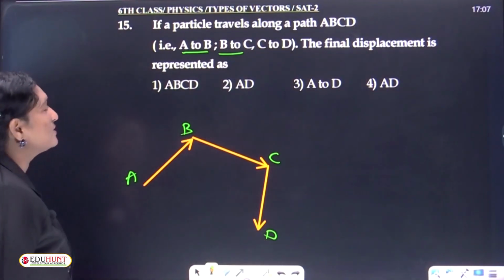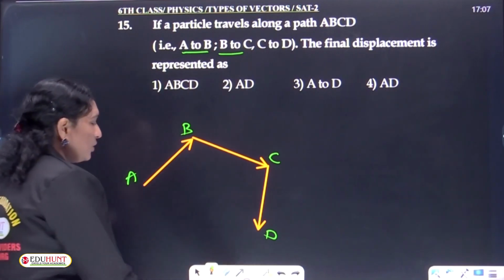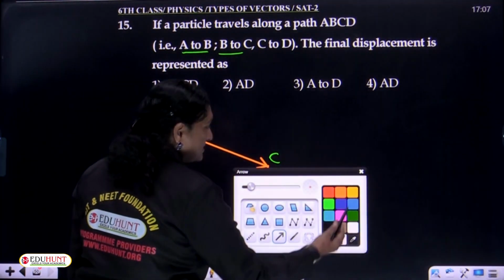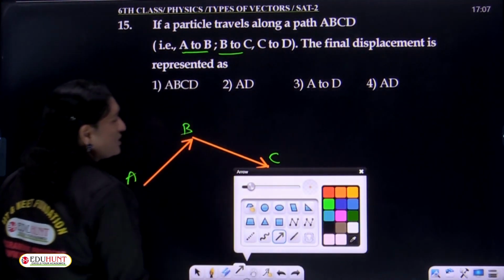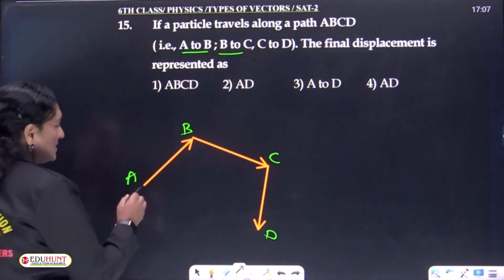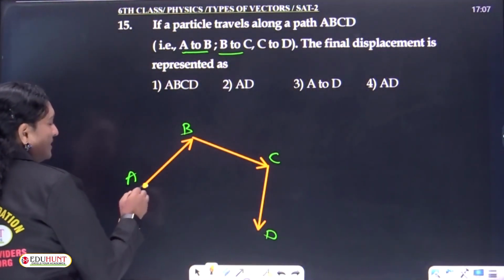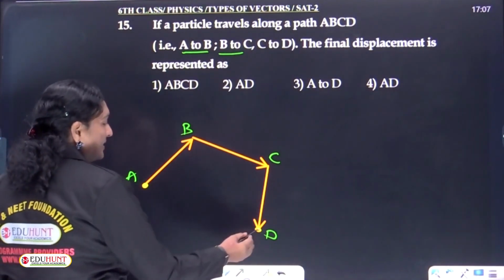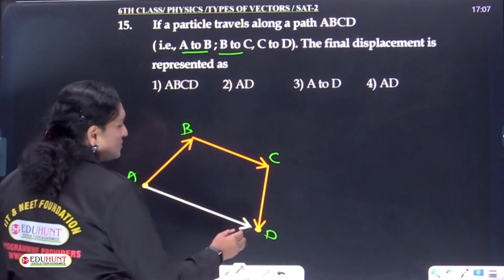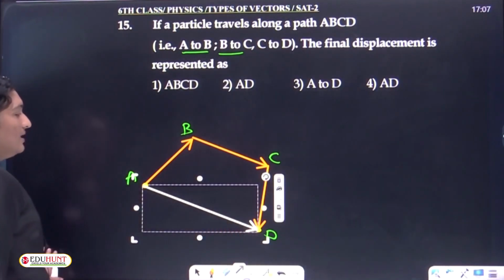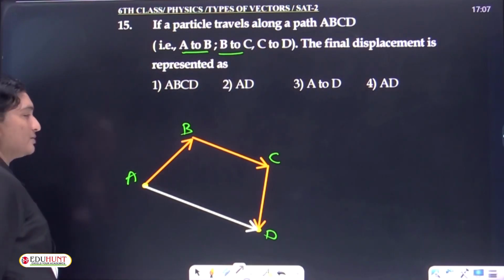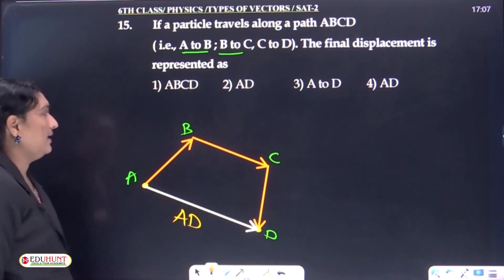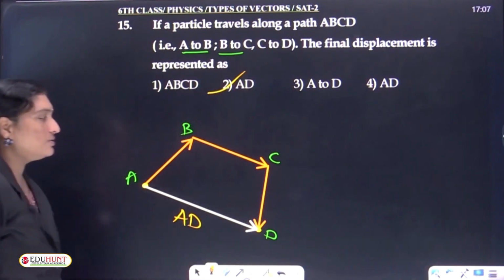The final displacement, as I told you, can be represented by a directed line segment which always joins the initial point to the final point. Where is the initial position? This must be your initial position. And where is the final position? This must be your final position. That directed line segment which joins the initial point to the final position indicates the total displacement of the particle, and that is indicated with AD. Hence, the correct option is option 2, that is AD.